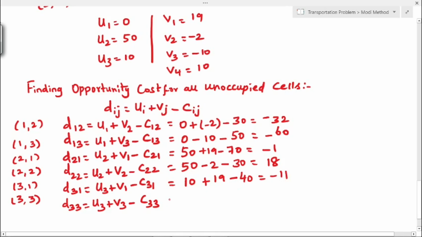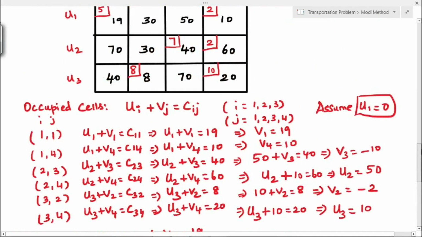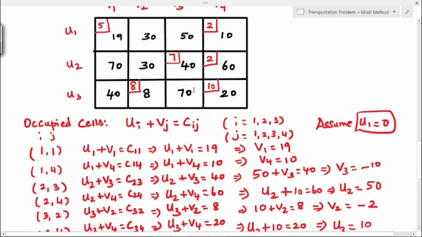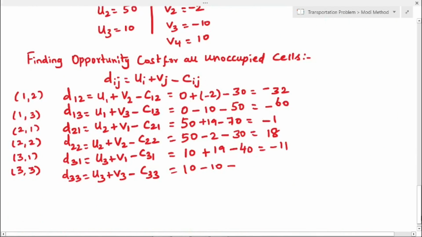And in the last equation, U3 is 10 plus V3, that is minus 10 minus C33. C33 value is, from the table, third row, third column, 70. So substitute 70. Plus 10 minus 10 will get cancelled, so we have minus 70.